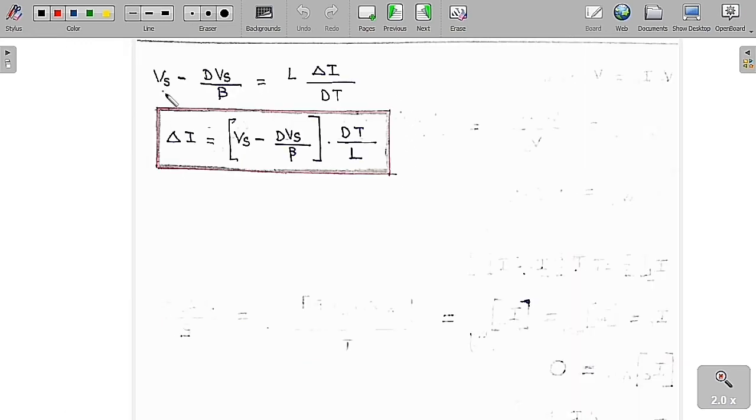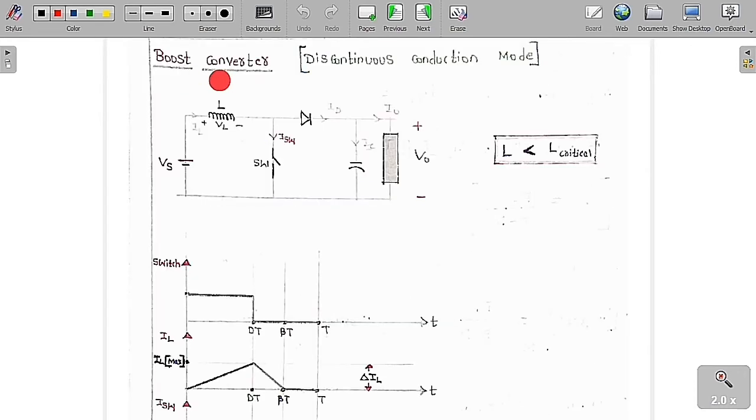So therefore now Vs minus V0 is nothing but dVs by beta, which is equal to L into delta IL by dt. If you solve this equation, we are going to get delta I is equal to (Vs minus dVs by beta) into dt by L. So this is the change in the ripple current, or the change in the inductor current, that we are going to get. Now we are going to learn about the boost converter in a discontinuous conduction mode.